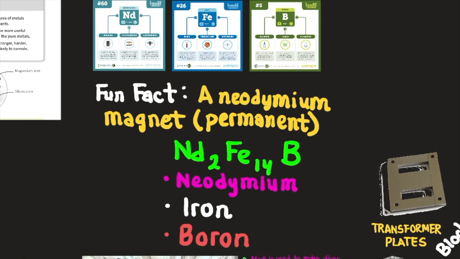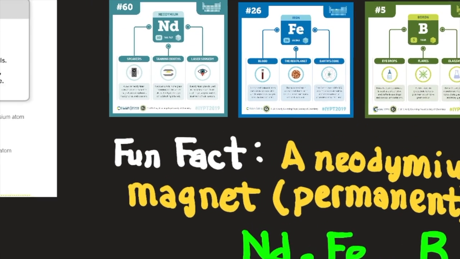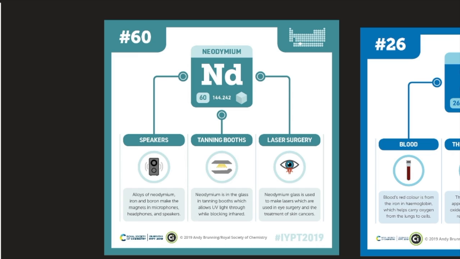A fun fact that deviates from silicon is that a neodymium magnet, or a permanent magnet, consists of the elements neodymium, iron, and boron. Since we are talking about the element boron, I just thought it would be an interesting fact to include. Neodymium is used in speakers, in tanning booths, and in laser surgery. Alloys of neodymium, iron, and boron make the magnets in microphones, headphones, and speakers, which are all included in modern-day smartphones and computers, which are also included with the silicon chips that we are mentioning today. So it's another element that's useful along with the silicon in today's devices.